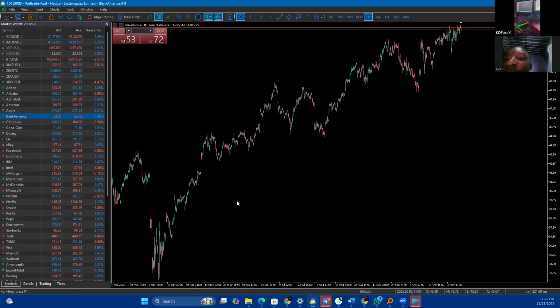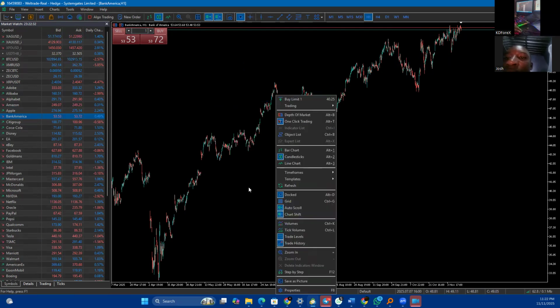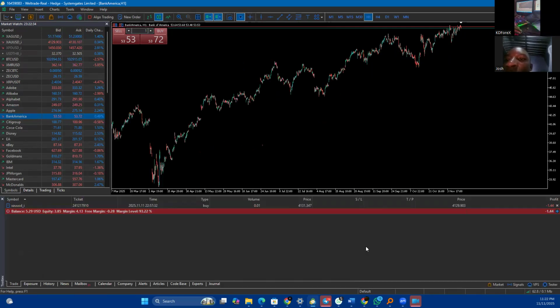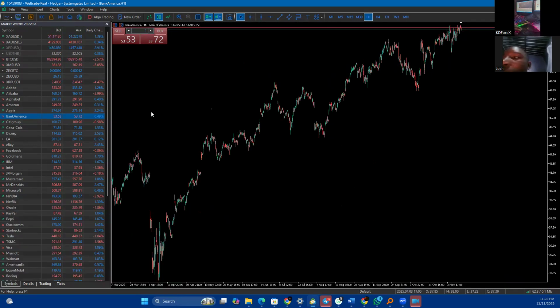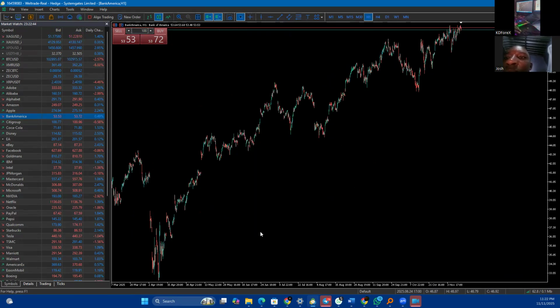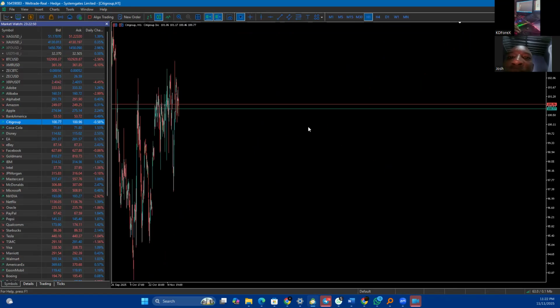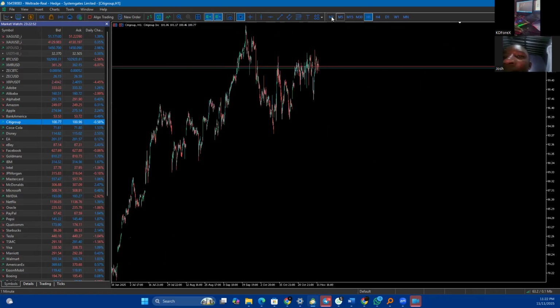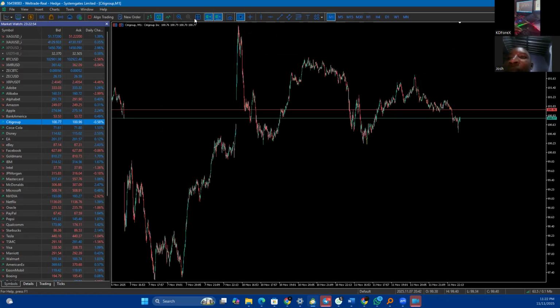Refresh. Let's see. Since the lot is too small, let me say 100 lots. Yeah, nothing's happening. Whatever the case, anyways, let's move. And this one, the spread is too much. You can't eat from that.